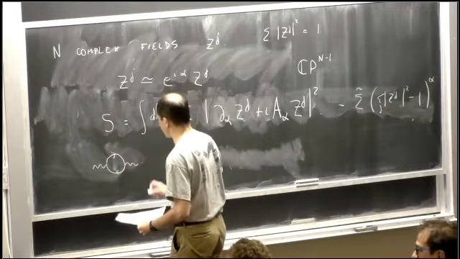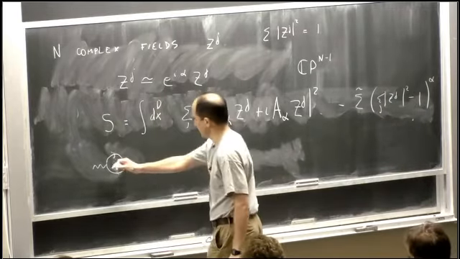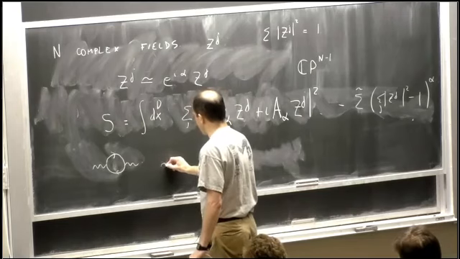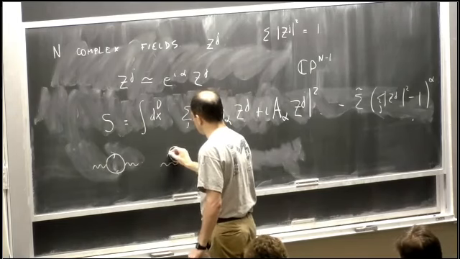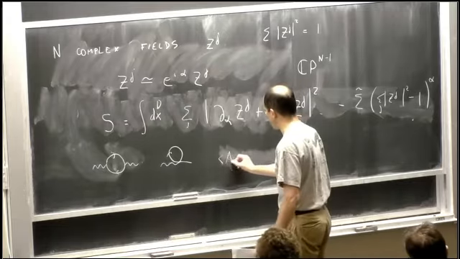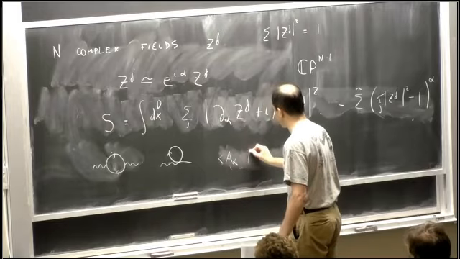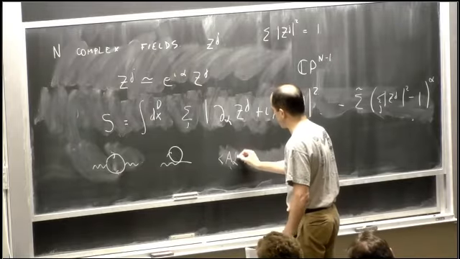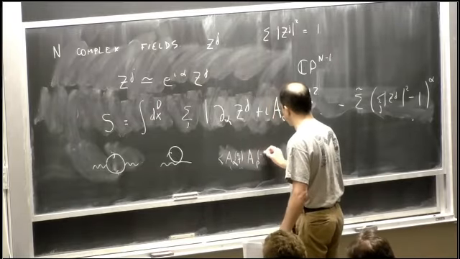Okay, so we have this diagram, and of course we have this diagram. And so this defines the propagator for A alpha, A beta, and let's say in momentum space Q, minus Q.